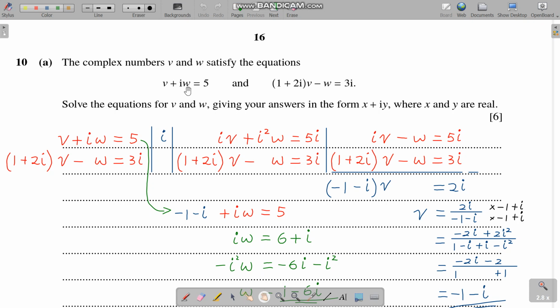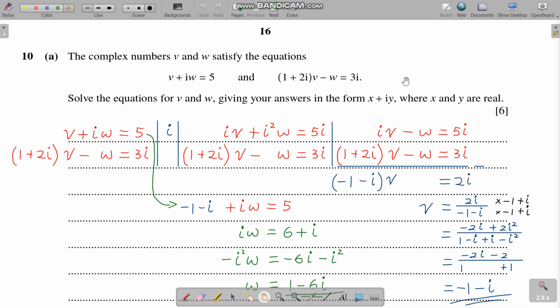So we have v + iw = 5 + 2i and v − w = 3i. So this is just like simultaneous equations in two variables as usual. We can solve by substitution or elimination. So here we are using elimination. This is the original equation.